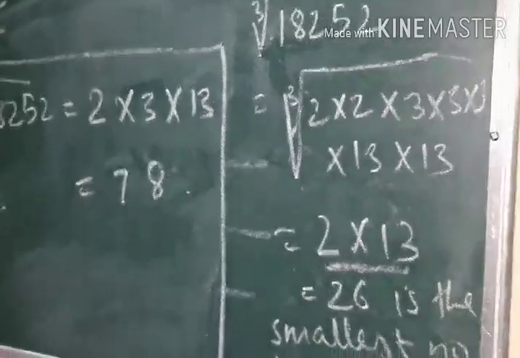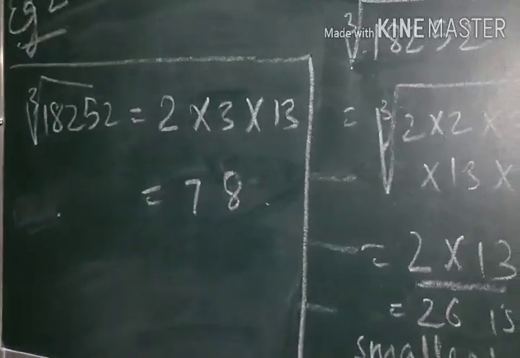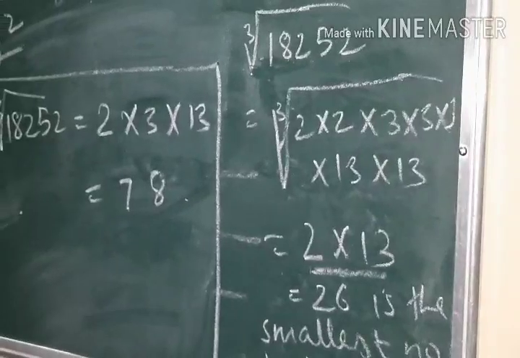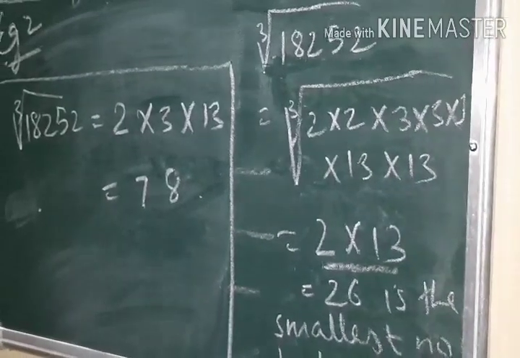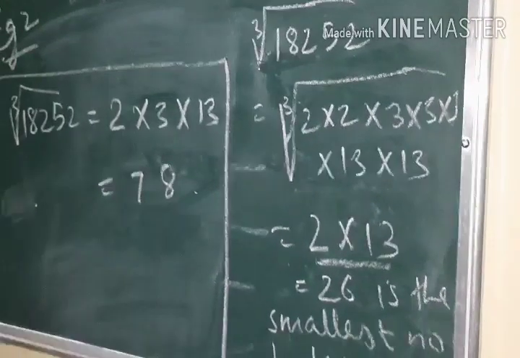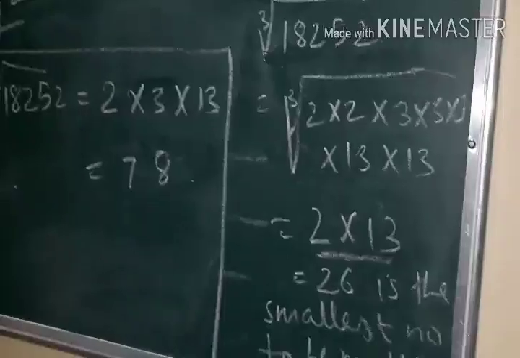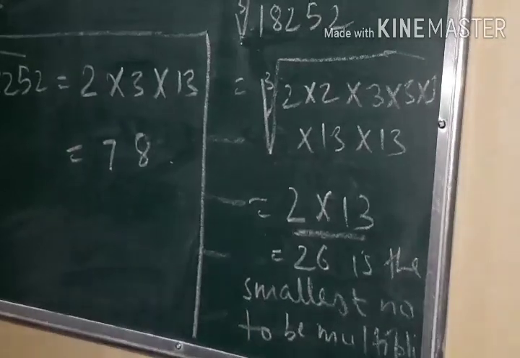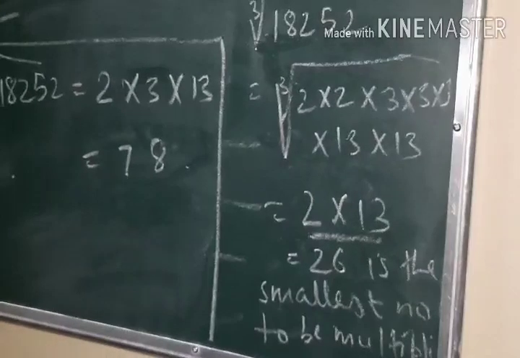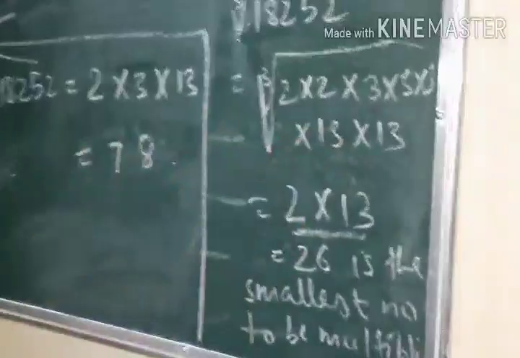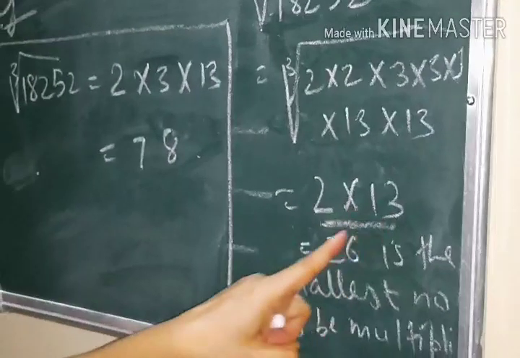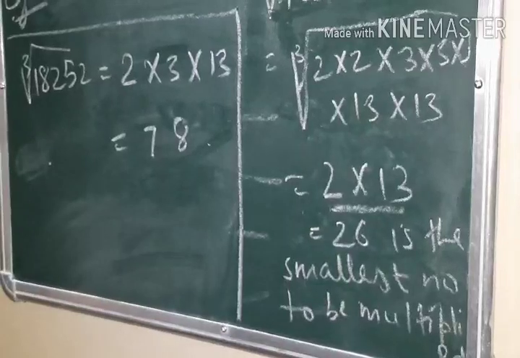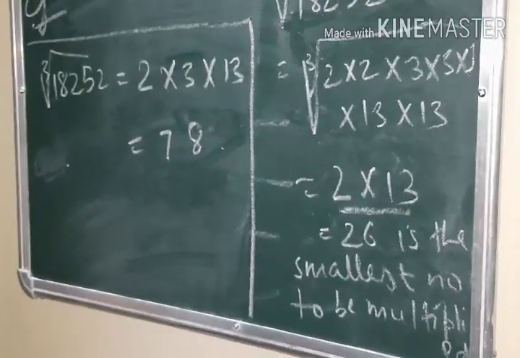Right? Again I am repeating, the number is 18252. So you have to check which smallest number you will be multiplying it by so that the number becomes a perfect cube. We have done its prime factorization. Its prime factors are these. Now in multiplication I told you earlier also that you have to see what is required. What do we need? We need 1 2 and 1 13. So both of them will be multiplied. Answer is 26. So that means 26 is the smallest number which is to be multiplied.